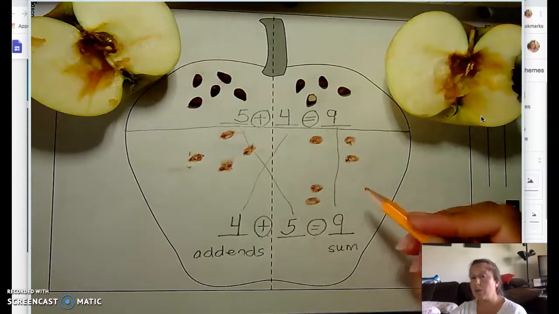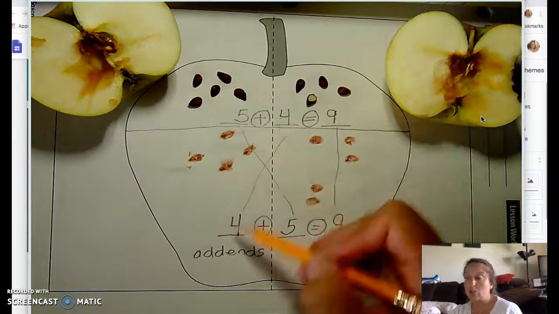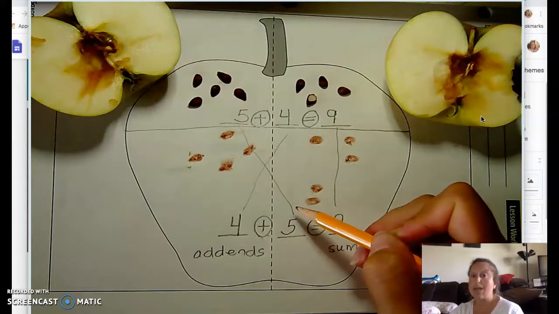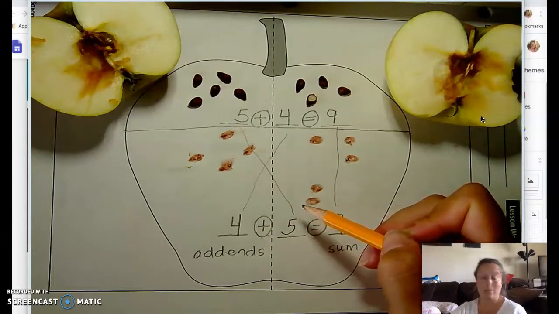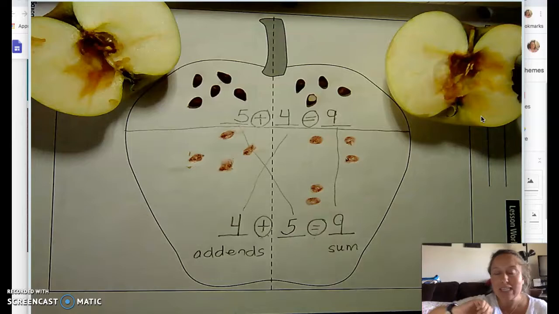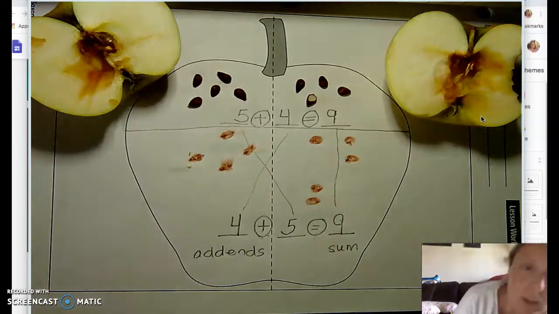You will find that when we are subtracting, you cannot switch these numbers. That will give you a negative number, which is not helpful. So in this case, when you're adding, you can switch them.